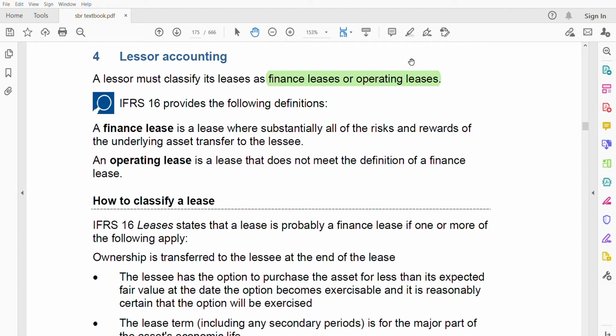Okay. So finance lease is a lease where substantially all of the risks and rewards of the underlying asset transfer to the lessee. That means at the end of the lease, that asset is being transferred to the lessee, who is now going to control the asset, going to own the asset. That is known as finance lease. Operating lease is not like that.